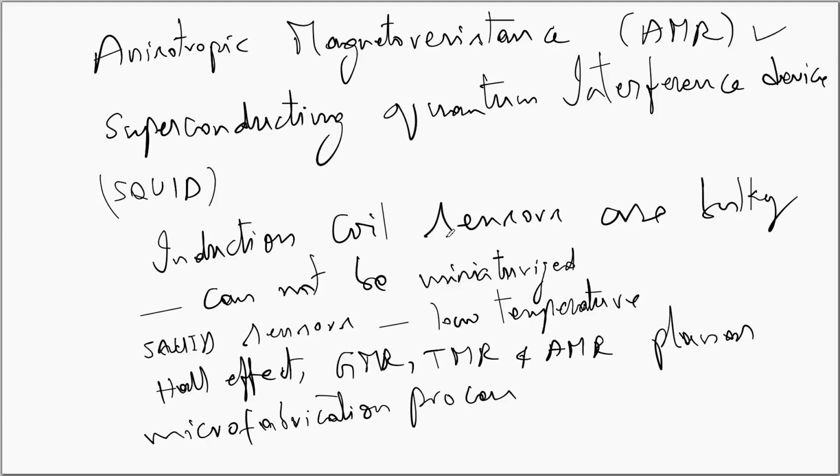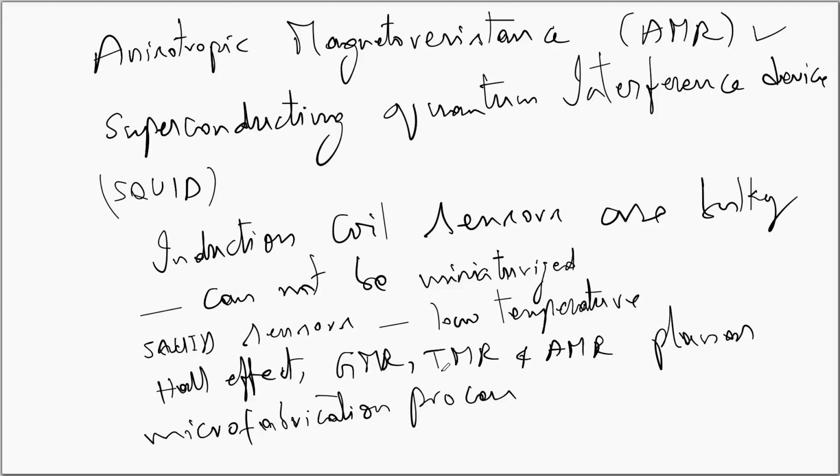The places where high sensitivity of measurement is required, one can adopt the SQUID, the superconducting quantum interference device. We have seen the induction coil sensors. We have said that they are bulky and they cannot be miniaturized. SQUID sensors have their own problem. The problem is they use superconductors. As a result, they need to be always maintained at low temperatures.